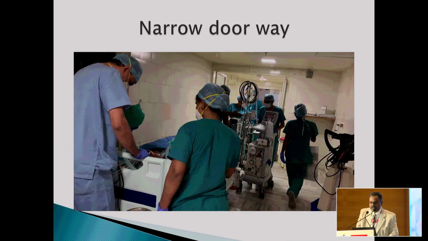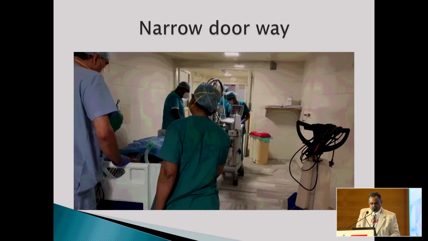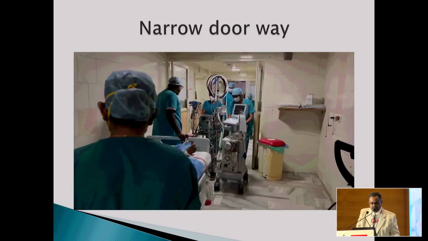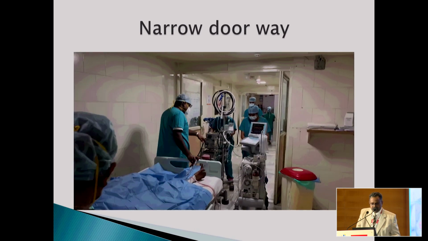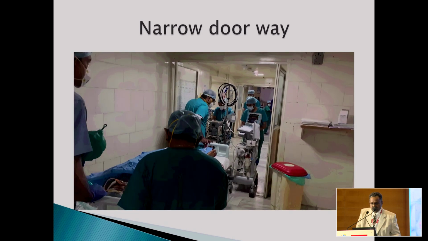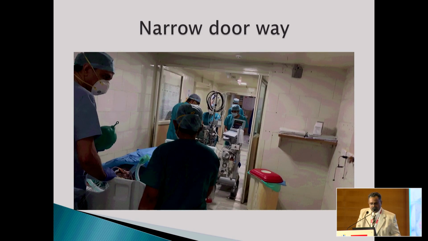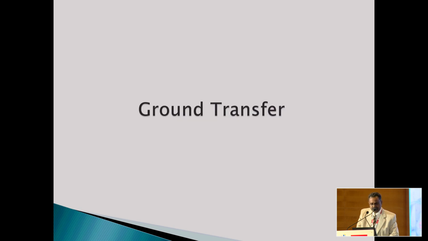When we transfer these patients, the doorways can be very narrow, so proper planning should be there. This patient had an ECMO and also an IABP machine, and the team should coordinate with each other so that the patient moves through the narrow doorway smoothly.